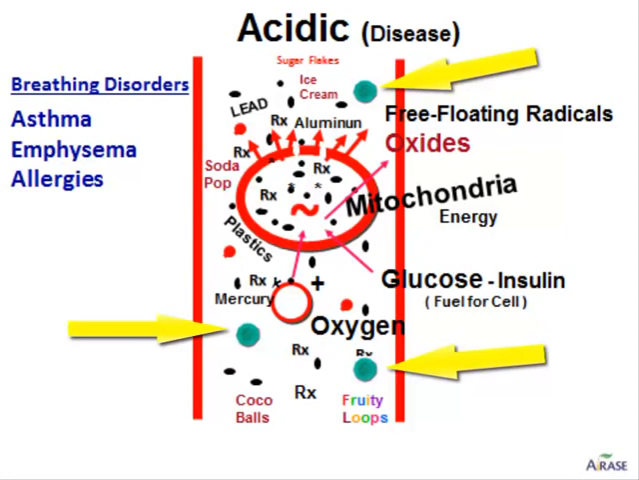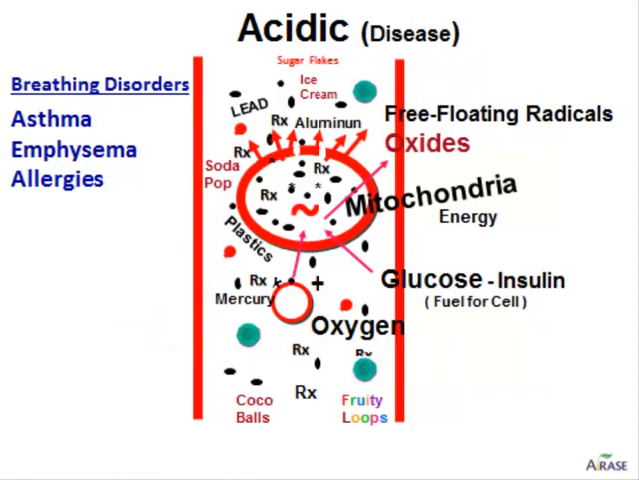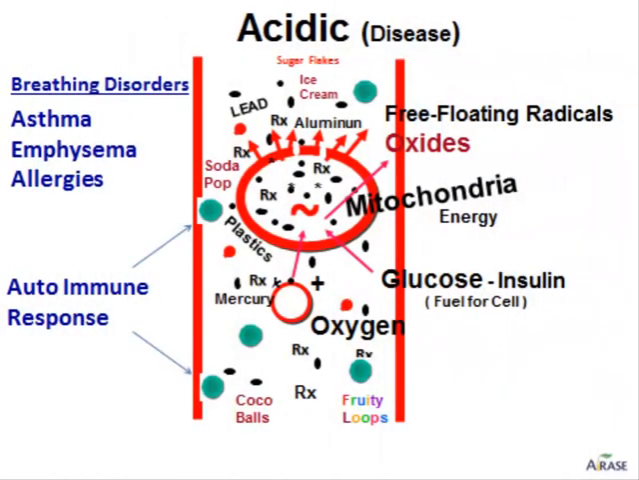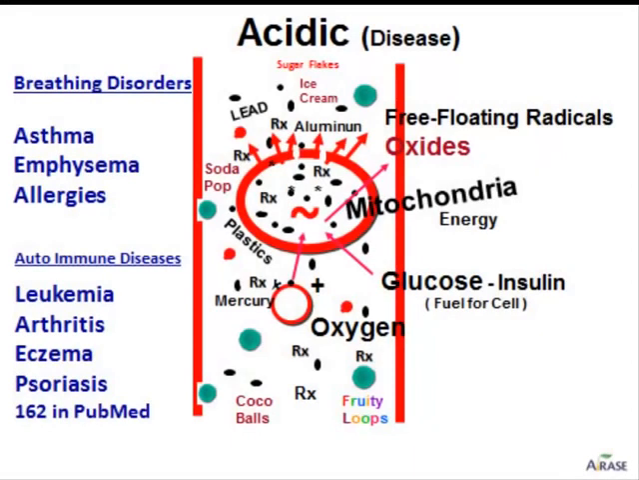The pieces of cell floating in the blood are made out of the same material as the cell wall. So now you are producing antibodies against your entire body. This is what's known as an autoimmune response. You are now suffering from autoimmune disease. These autoimmune diseases include leukemia, arthritis, eczema, psoriasis, and according to PubMed, there are over 162 known autoimmune diseases, and they keep coming up with new ones on a regular basis.